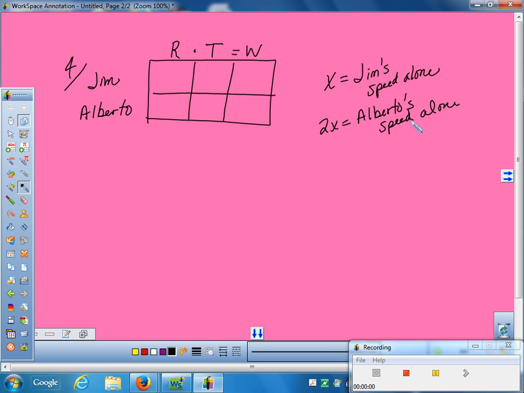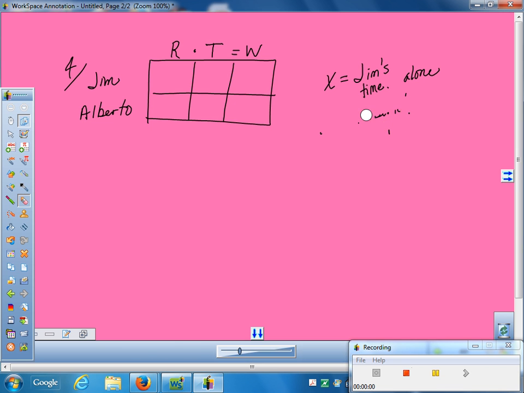Actually, I shouldn't have written speed. Because it said how long would it take them, sorry, Jim's time alone. I shouldn't have said speed, that was bad. Now, if Jim is working twice as fast, would his time be 2x? Because if Jim takes 2 hours, Alberto's going to take 4? No. So you actually don't want to do that.